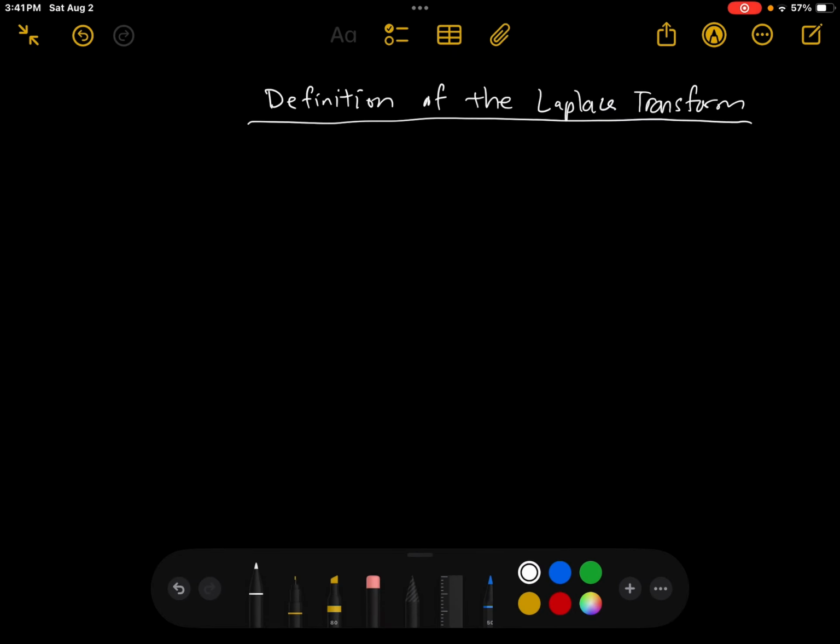Okay, in this video we're going to talk about the Laplace transform. And the Laplace transform is something that you can use to solve differential equations. A lot of differential equations. And so this is what we're going to be talking about in the next several videos. So what is the Laplace transform?